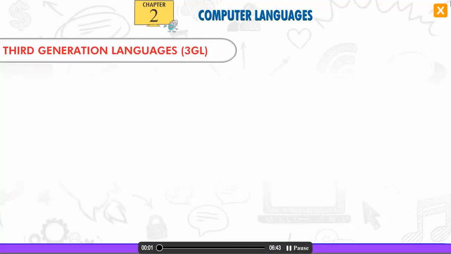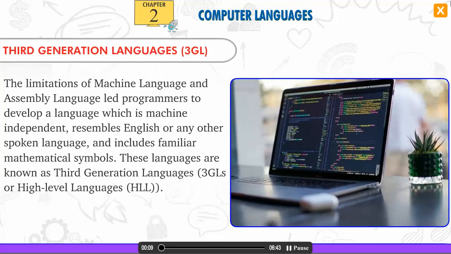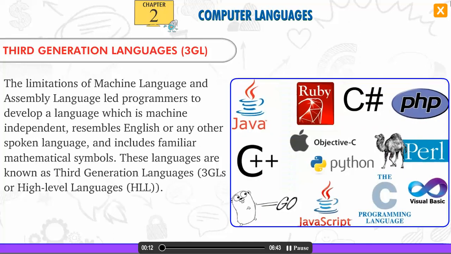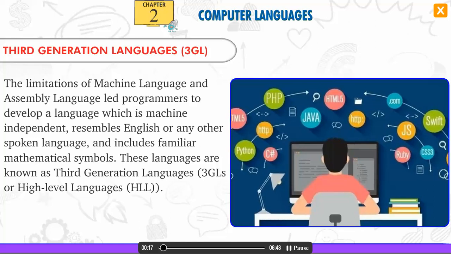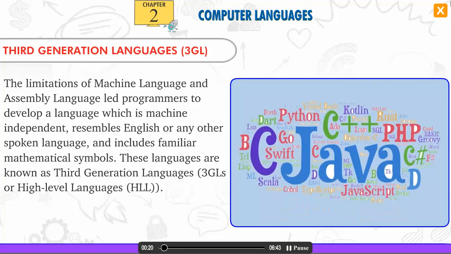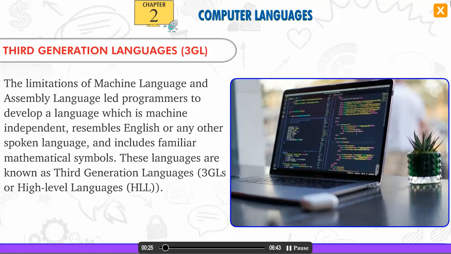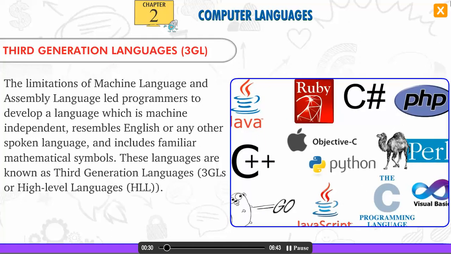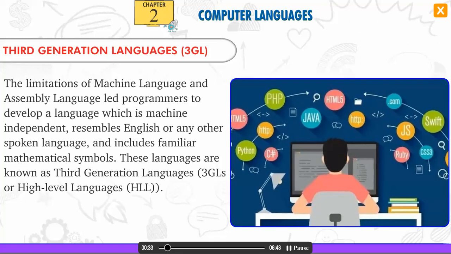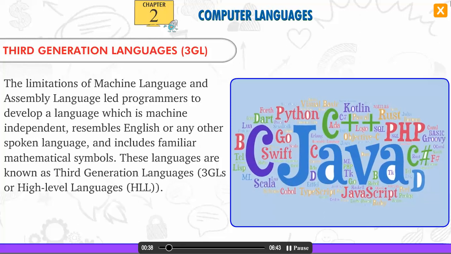Third generation languages 3GL. The limitations of machine language and assembly language led programmers to develop a language which is machine independent, resembles English or any other spoken language, and includes familiar mathematical symbols. These languages are known as third generation languages 3GLs or high level languages HLL.